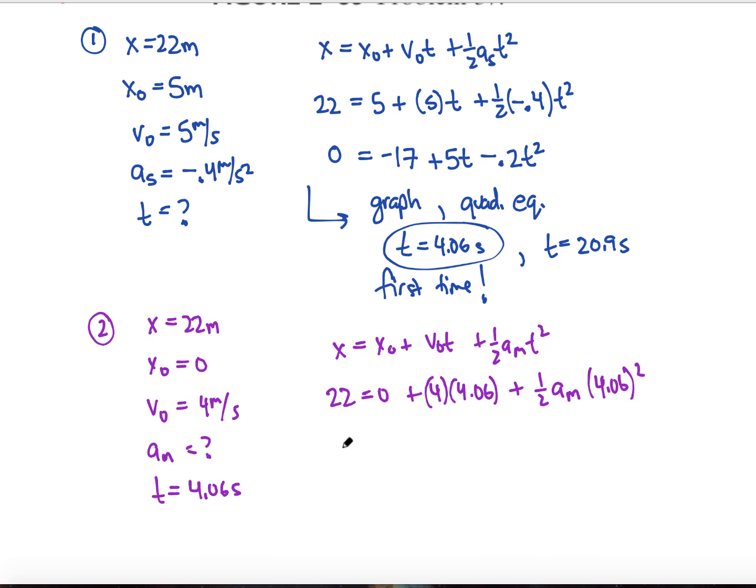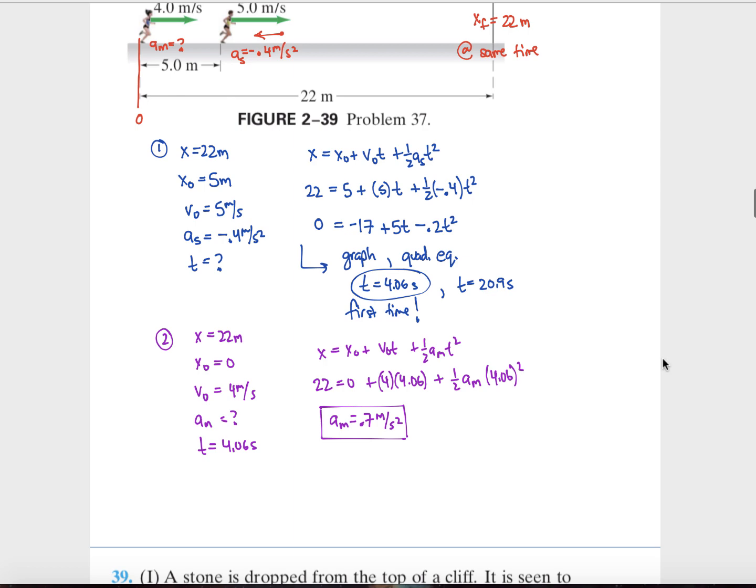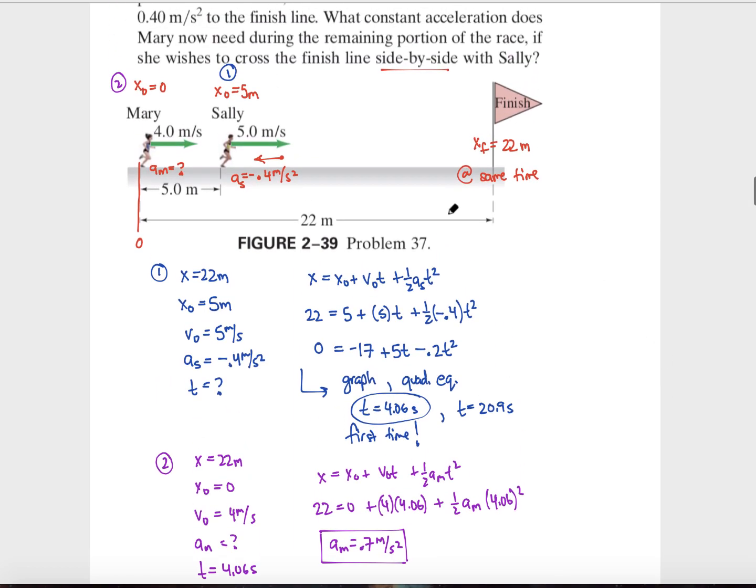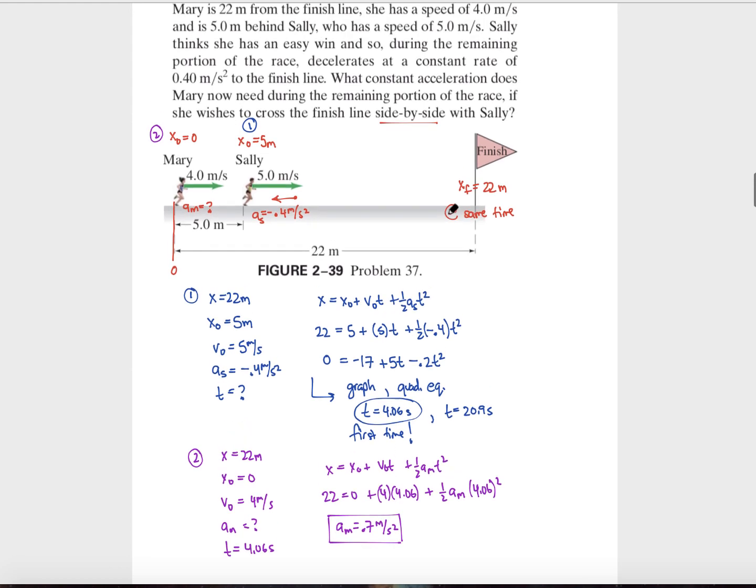So if I move this around, I would get that the acceleration of Mary is going to be essentially 0.7 meters per second per second. So there you have it. In order for Mary to cross at the exact same time, she needs to have an acceleration of 0.7 meters per second squared.